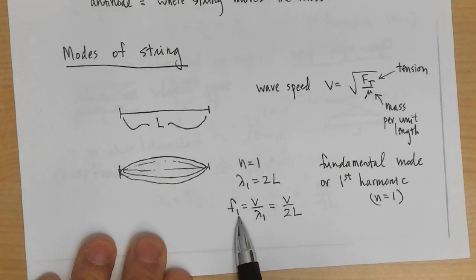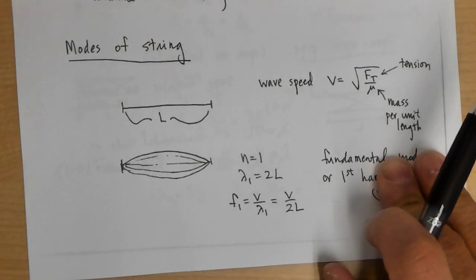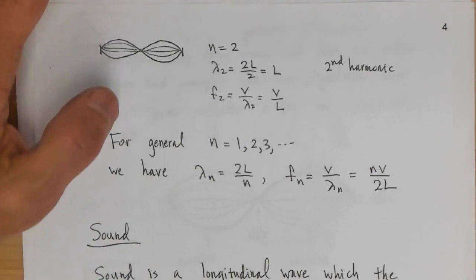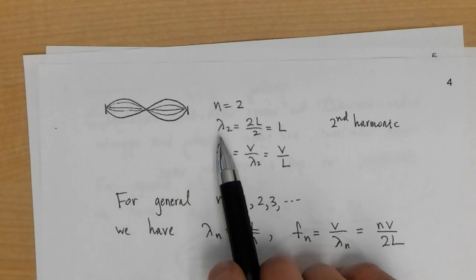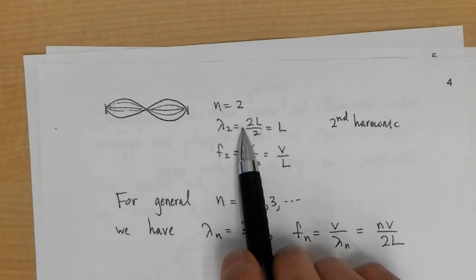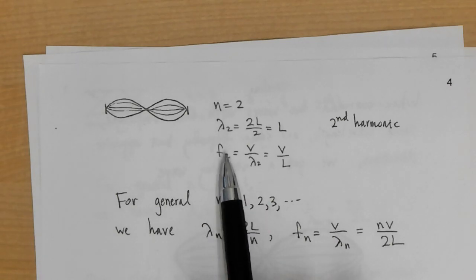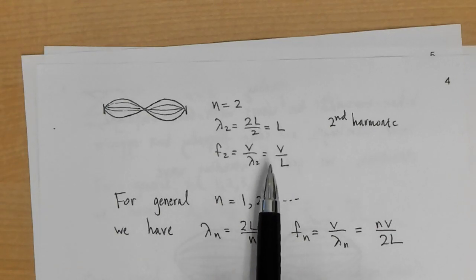And the frequency f1 is v over lambda 1. This is a general formula: the frequency is wave speed divided by wavelength, and that's v over 2L. If I go to the next harmonic, I get two of these half wavelengths, so two of these footballs, n equals 2, and lambda 2 is equal to 2L divided by 2, or lambda 2 is equal to L. And the frequency f2 is v over lambda 2, and that's v over L.